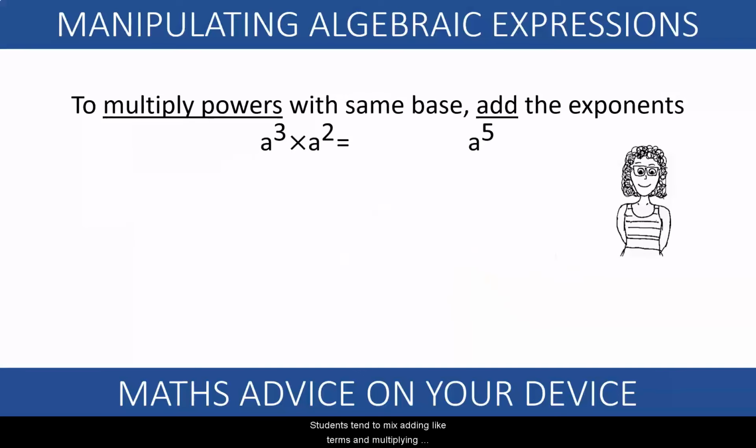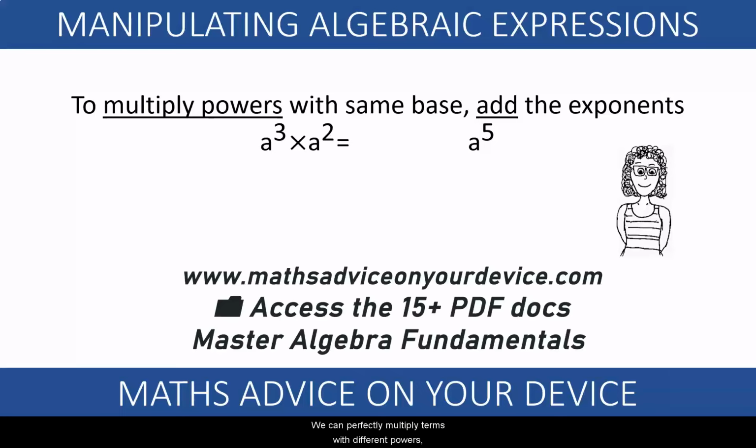Students tend to mix adding like terms and multiplying terms. Two terms that are not like terms can still be multiplied. Look at this example. a cubed times a squared is a to the power of 5. We can perfectly multiply terms with different powers by adding the exponents. The reason behind it is clear if you take your time to write what a cubed and a squared mean. We end up with a total of 5 a's multiplied together, a to the 5.